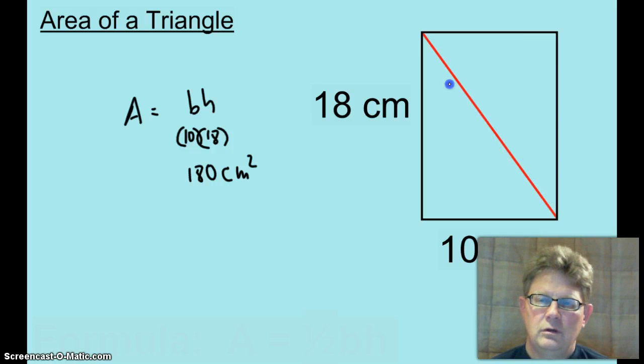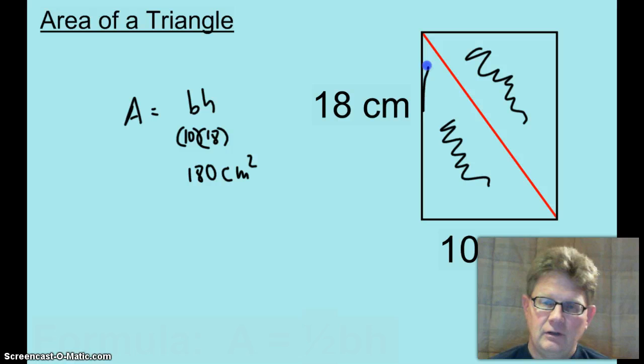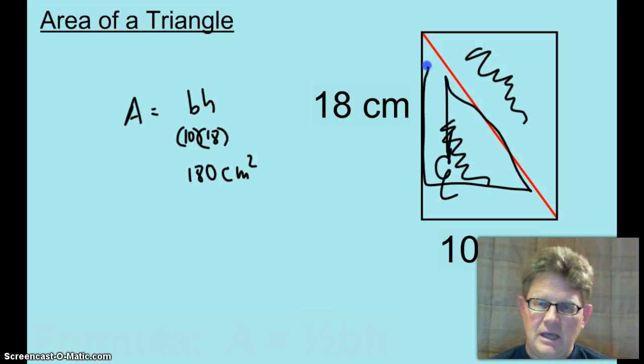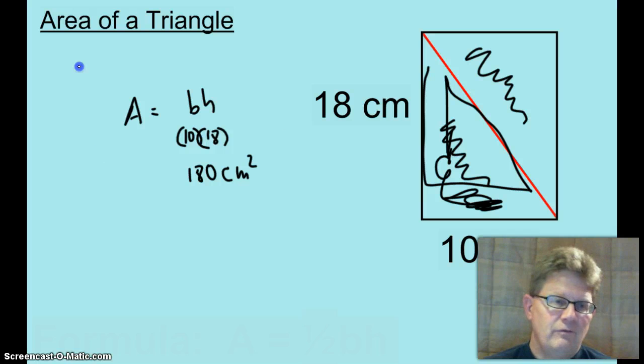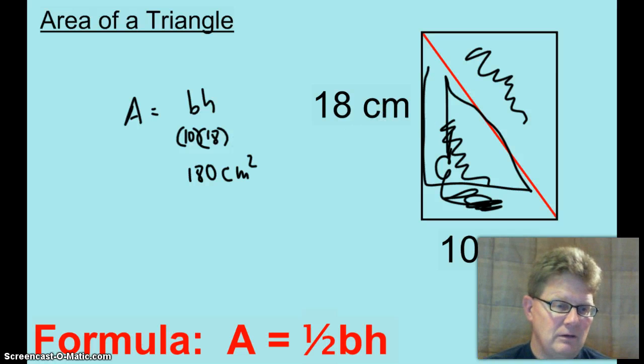How about if we took that and we drew a diagonal? We would cut this rectangle up into two parts. This part over here and this part over here would be the same size. So the area of this triangle would be half of the whole thing. So the formula for the area of a triangle is area equals 1/2 the base times the height, because every triangle known to man is half of a rectangle or half of a parallelogram.